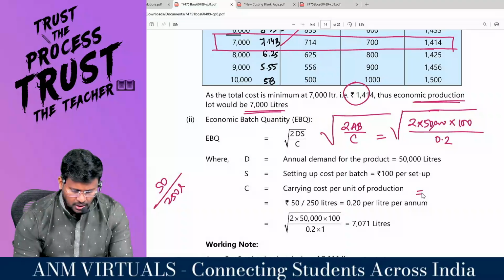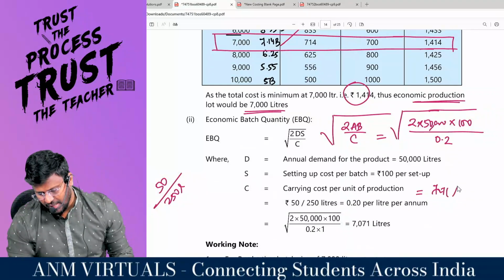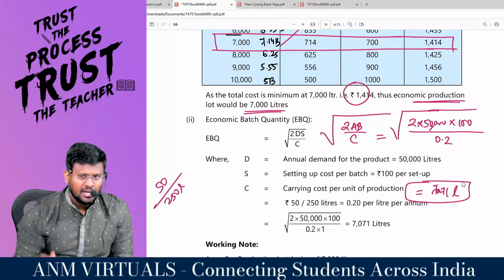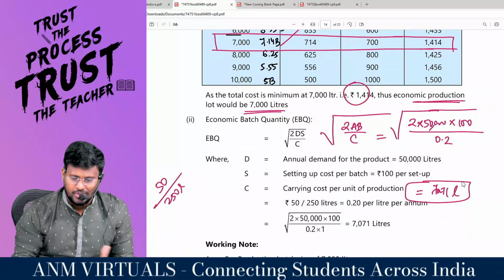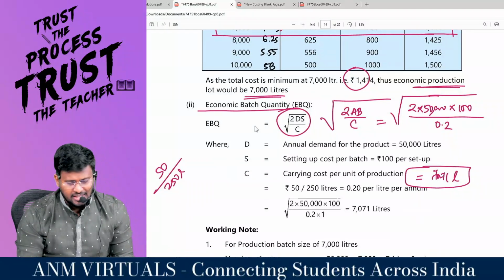Yes, sir, 5 crores. Root of 5 crores comes to 7,071 liters. More or less, our lottery method is matching with the EBQ method in this question. Comfortable? So, economic batch quantity is equal to root of 2DS divided by C.